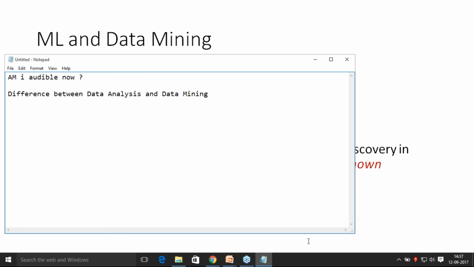When we talk about data analysis, it also involves data analytics. The exact difference between data analytics and data mining is that data mining always tries to find new patterns in the existing data. So data mining essentially involves data analysis. Unless we analyze our data, we won't be able to mine it. So the steps go in this way: first it requires data analysis.